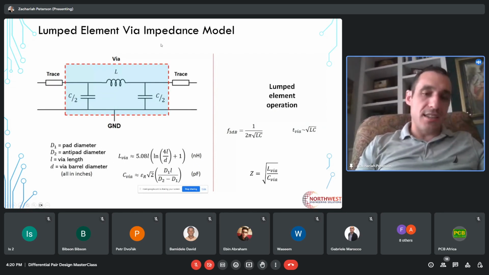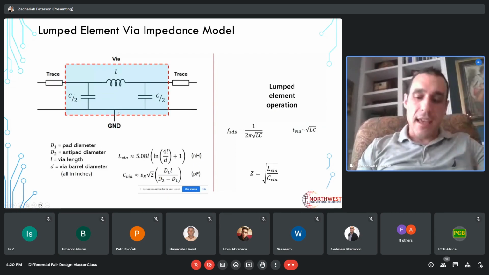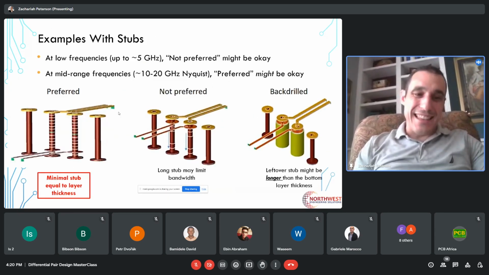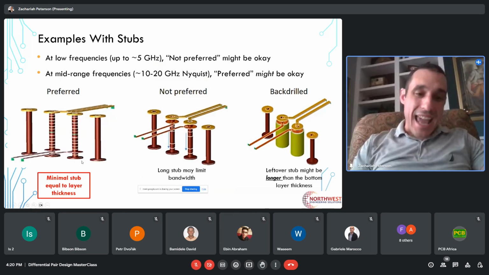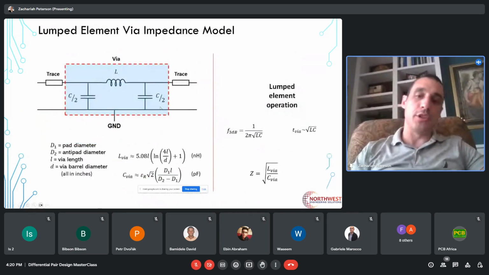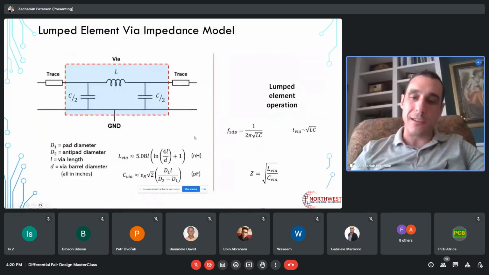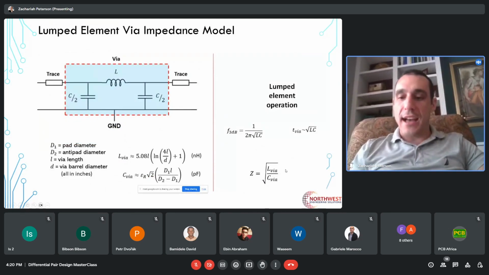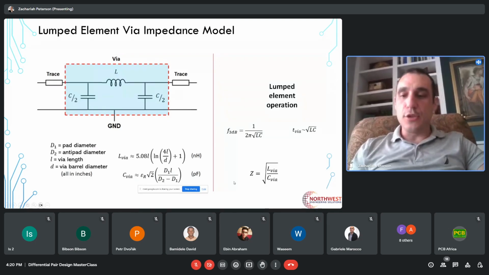Here in this model, we only have one antipad. However, if you look back at this graphic, you could have many antipads. So that's one reason that this model has limited applicability, and only considers one passage through a plane. And then once you have the L and the C, you can then get a Z value. And then you can even predict a cutoff frequency and a propagation delay across this via.